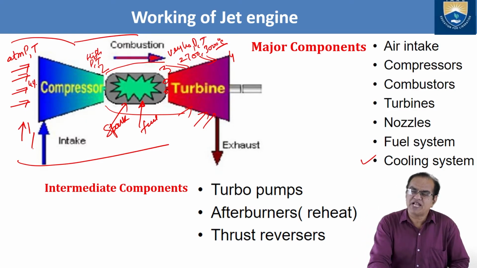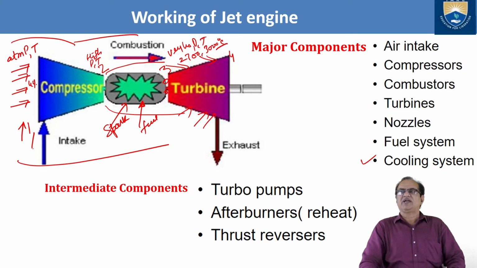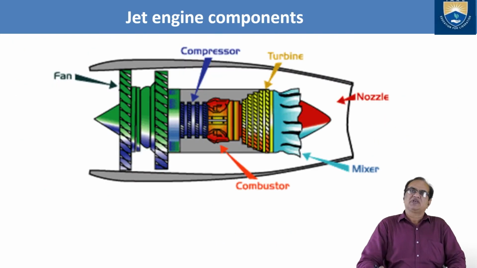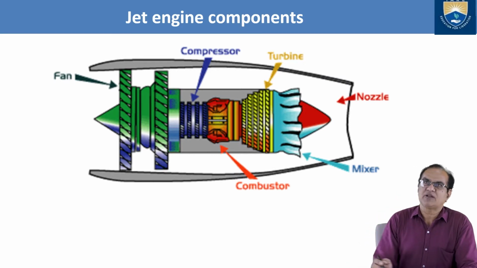There are the turbo pumps also. Then we have the afterburners also. Then we have the thrust reversers, which are also used for different purposes. Jet engine components, I have shown here that it is a turbofan engine.